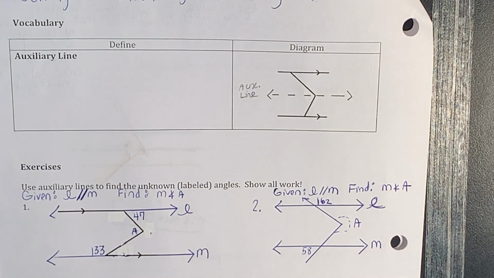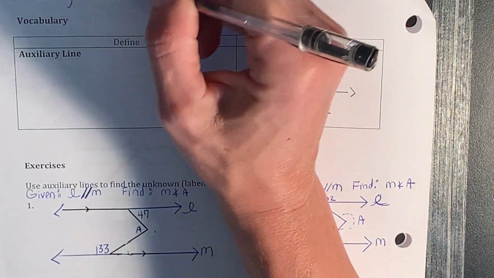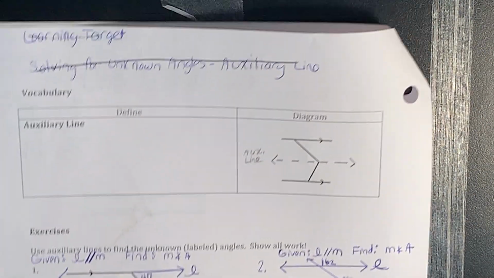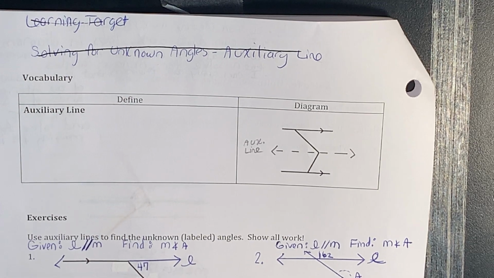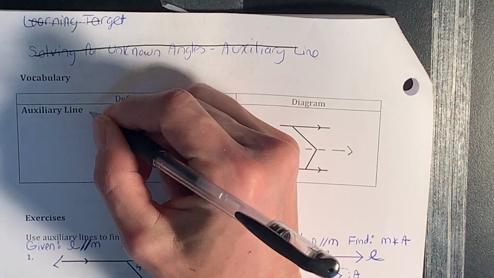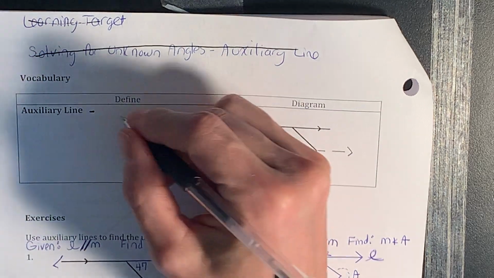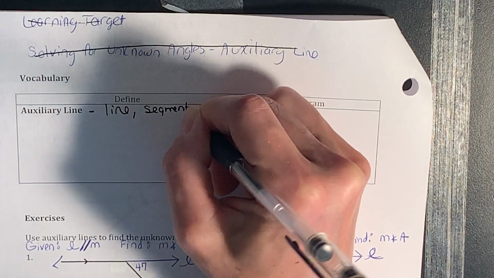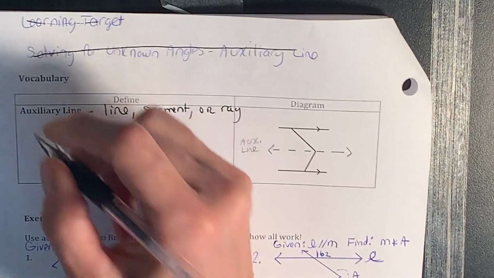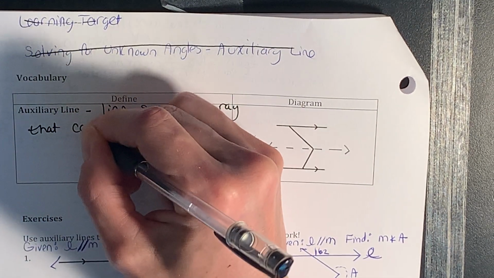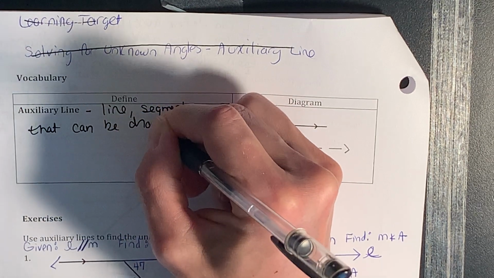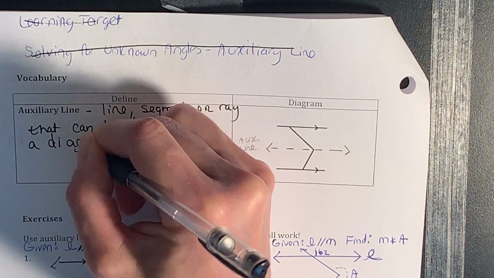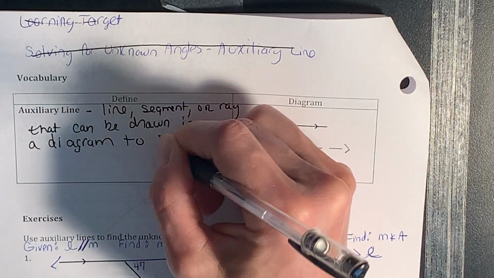Okay, we don't have to recopy the learning targets. We've already copied them on the front. We're going to actually define what an auxiliary line is here. So we're going to fill in the definition. An auxiliary line. It's a line, a segment, or a ray that can be drawn in a diagram to solve a problem.